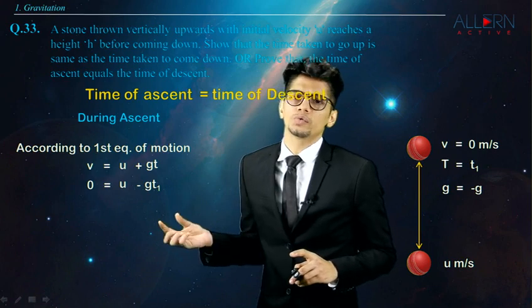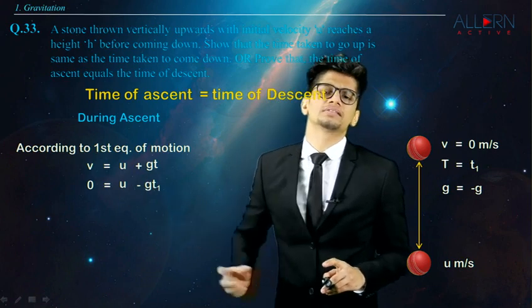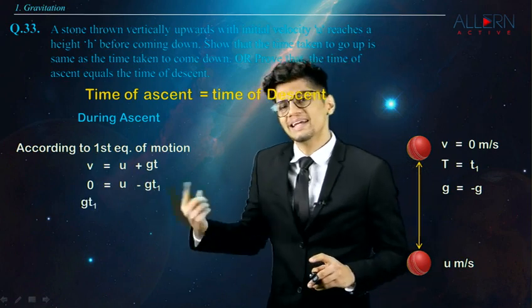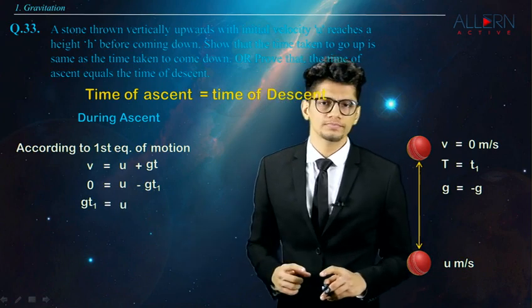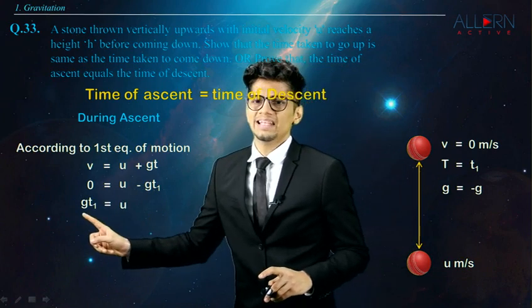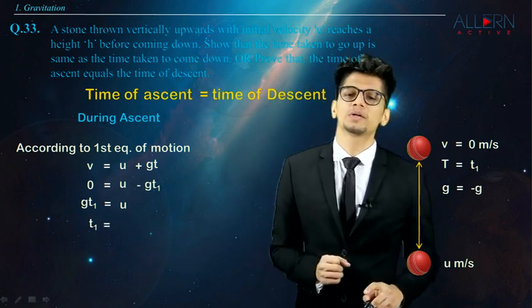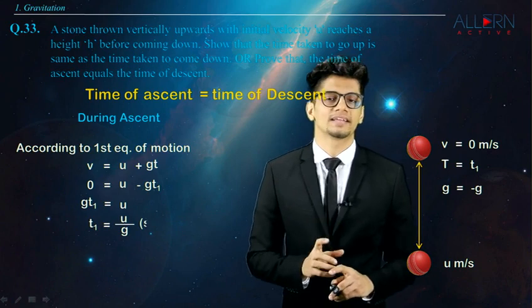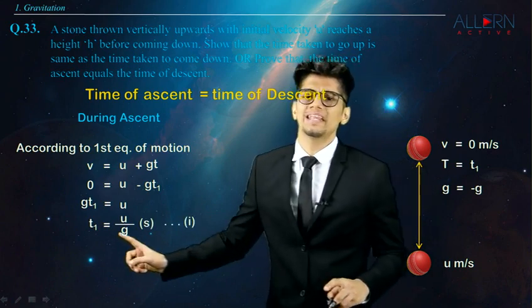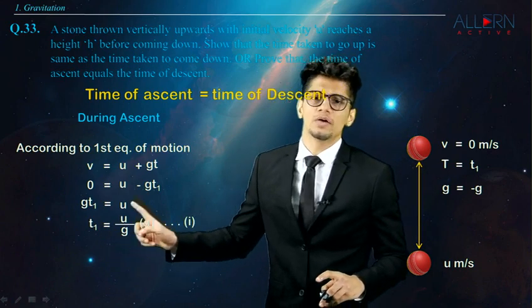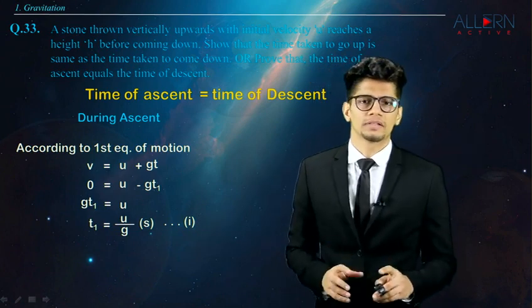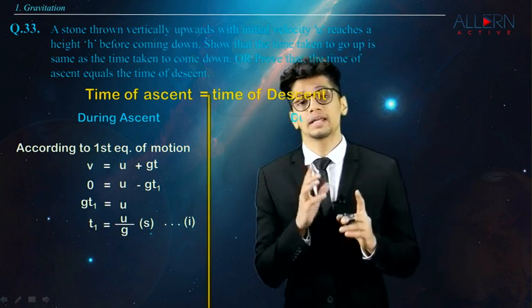So we take minus gt1 to the other side, and what we obtain is gt1 is equal to u. g goes to the right hand side and into the denominator. So we have t1 is equal to u upon g seconds. This is equation number 1: t1, the time of ascent, is equal to u upon g. Now let's consider the other scenario, that is during descent.